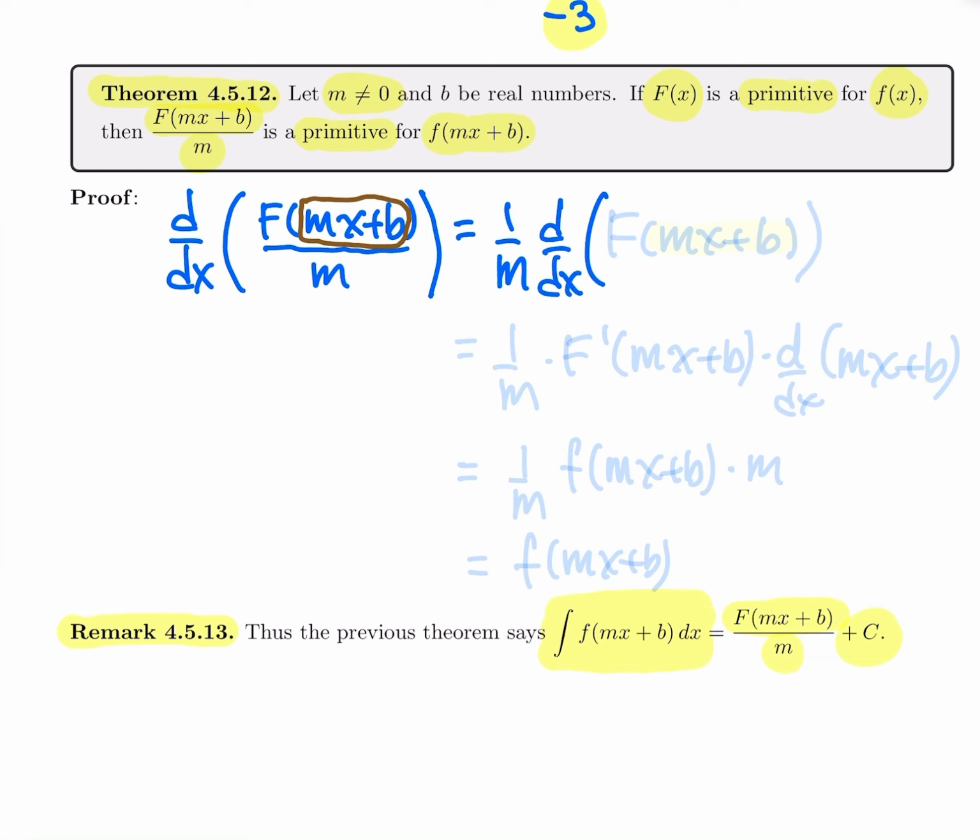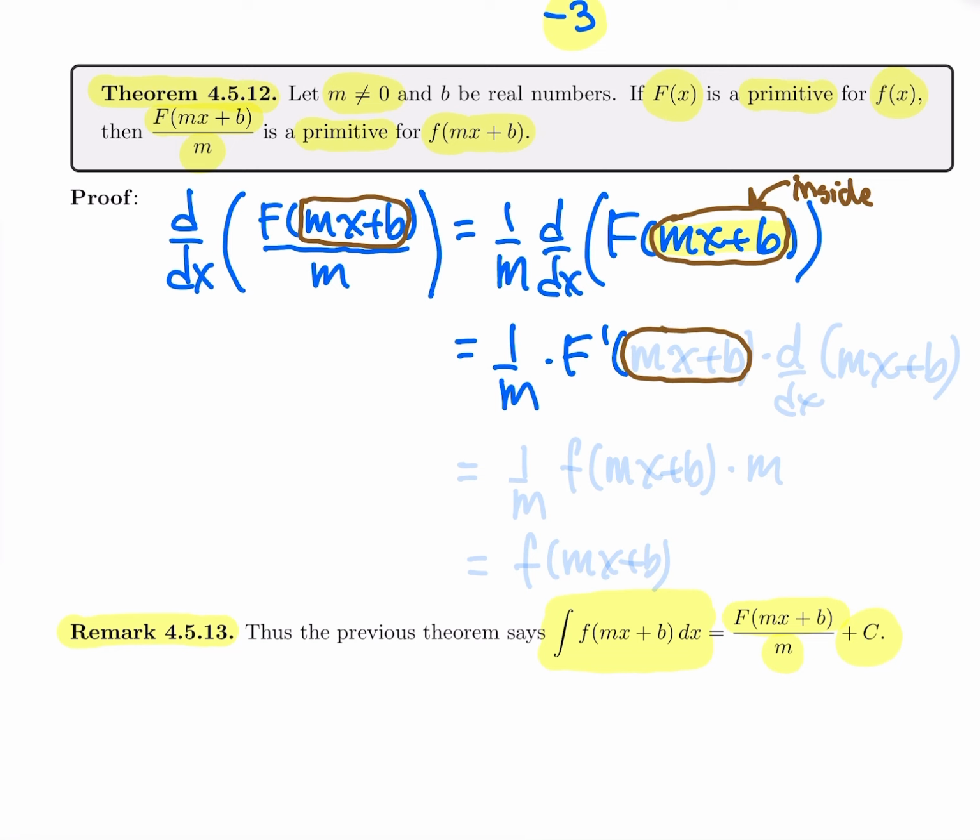So we're computing the derivative of big F of something. So we have an interior, so this is a nice chain rule. You're going to get 1 over m. This just stays for now, 1 over m. Big F will become big F prime, the interior untouched, times the inner derivative, so times the derivative of the inside, where the inside is mx plus b, and the derivative of a linear function is just the slope, so you get m.